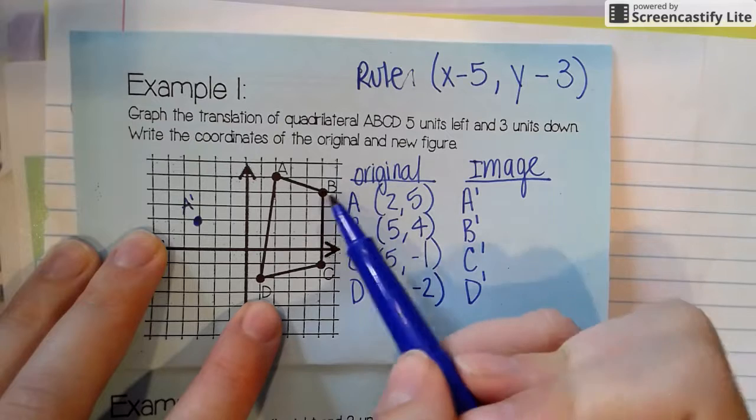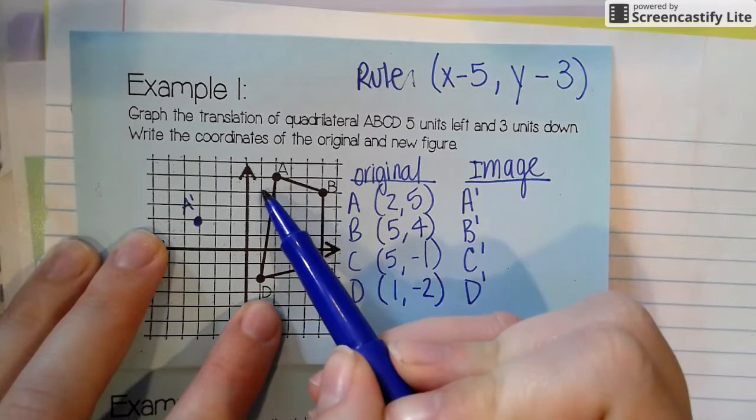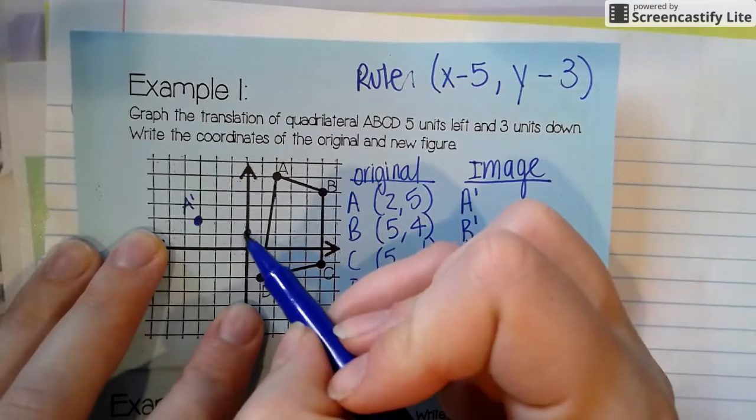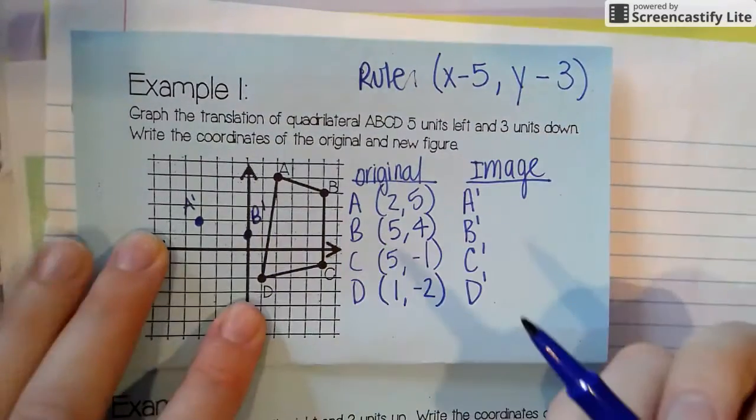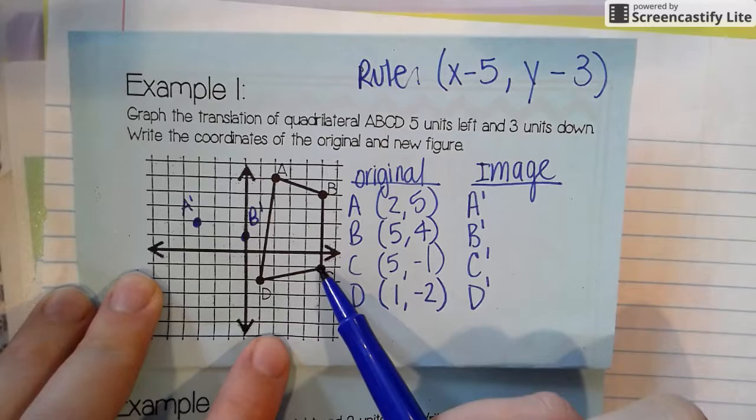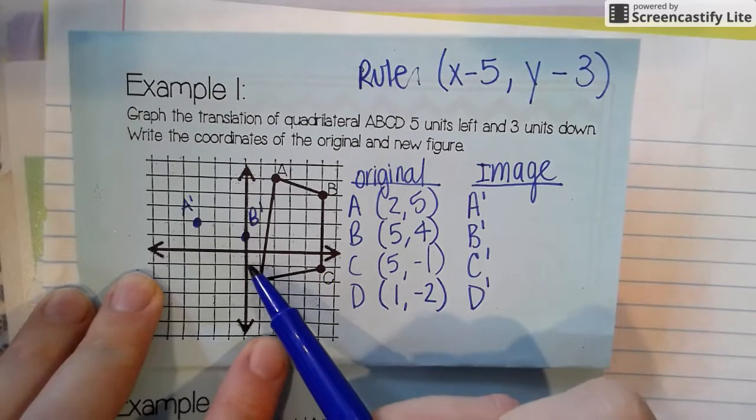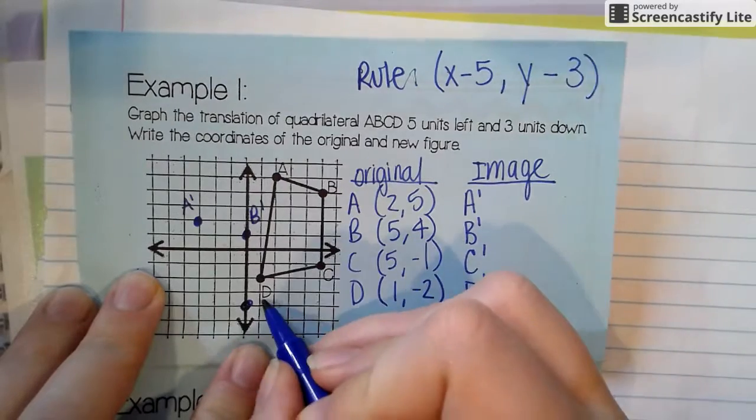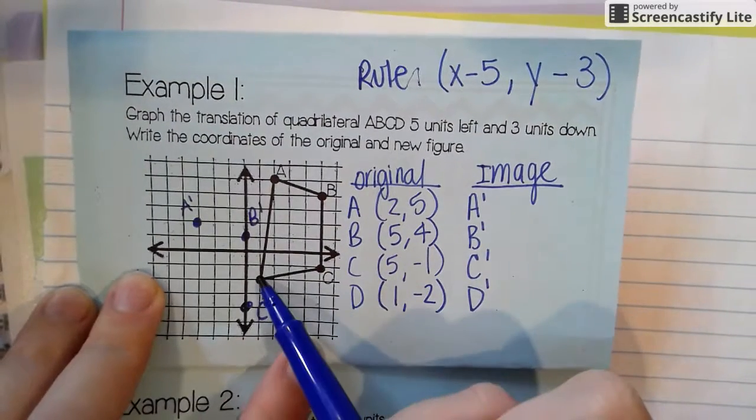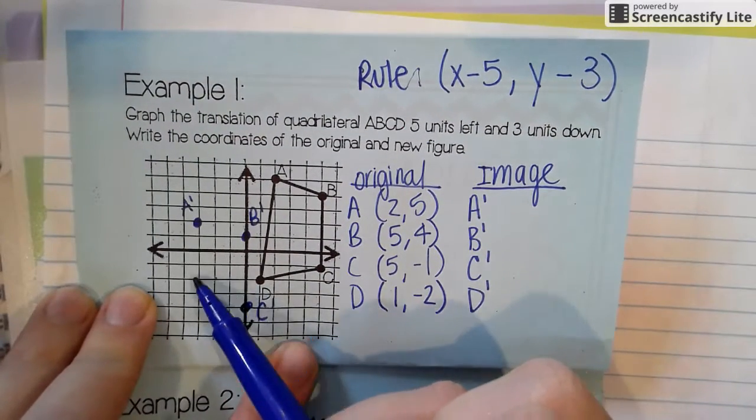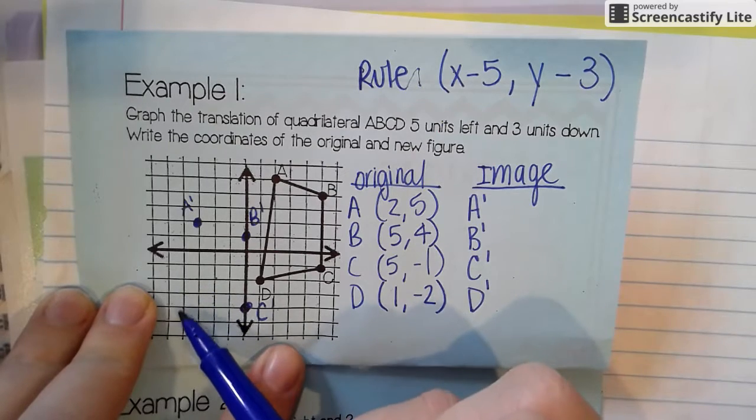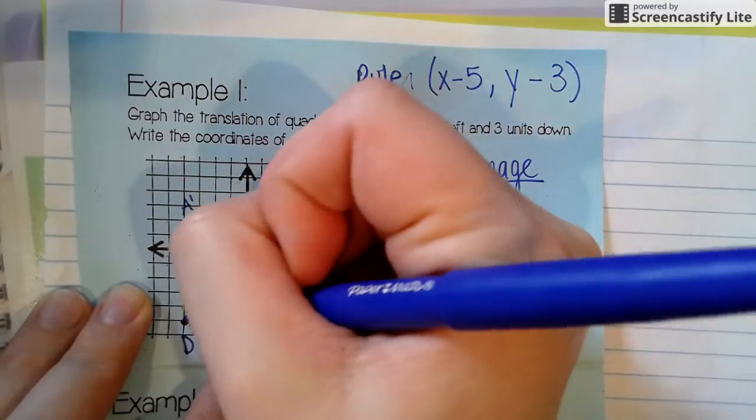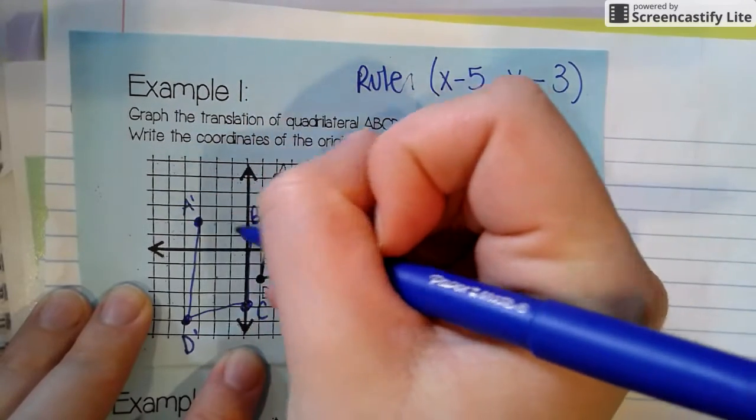I'm going to do the same thing with B. I'm going to go 5 to the left, and 3 down. That's going to be my B prime. I'm going to do that with C, 5 left and 3 down, and then label it C prime. I'm going to do the same thing with D using the rule, 5 left and 3 down. I'm going to make my shape, so connect all my points.